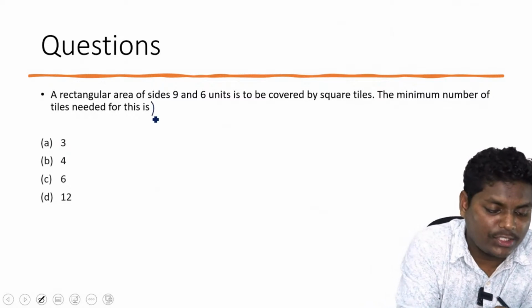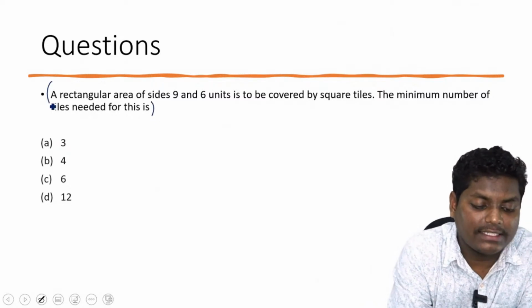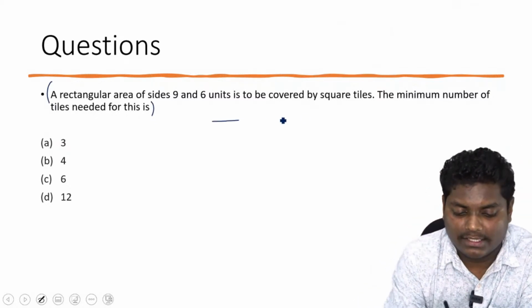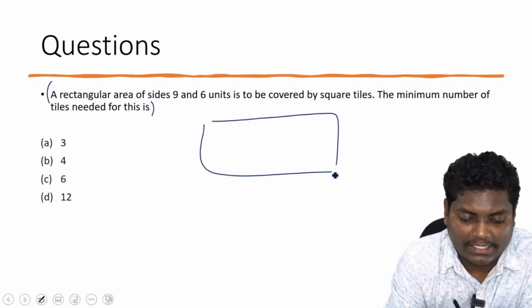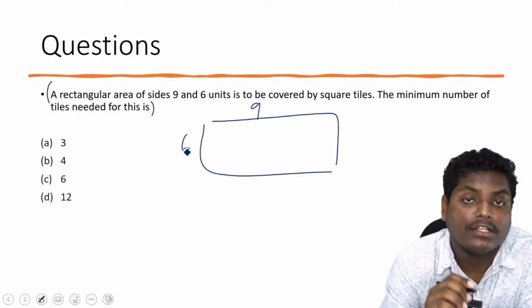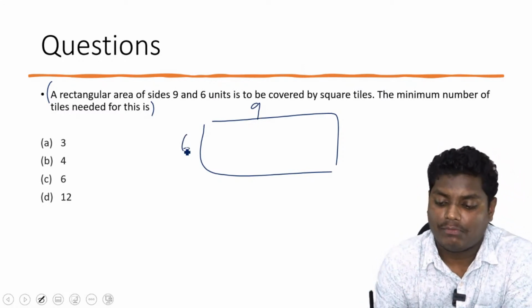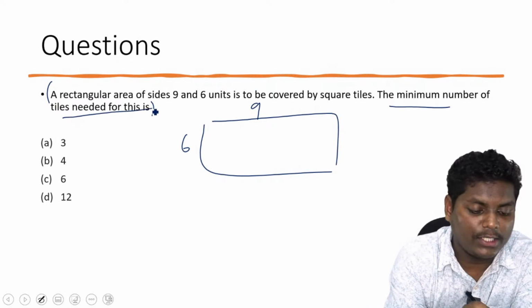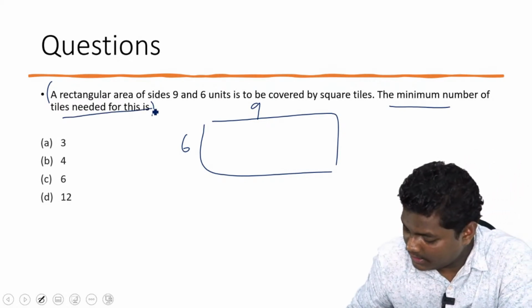Again, a similar question to this. You can easily solve this. For a rectangular area, this is just a similar question so that you can get practiced and solve it easily. 9 cross 6. So this is the rectangular area we have. And what is the minimum number of tiles we need to fill this out? You can easily solve this.